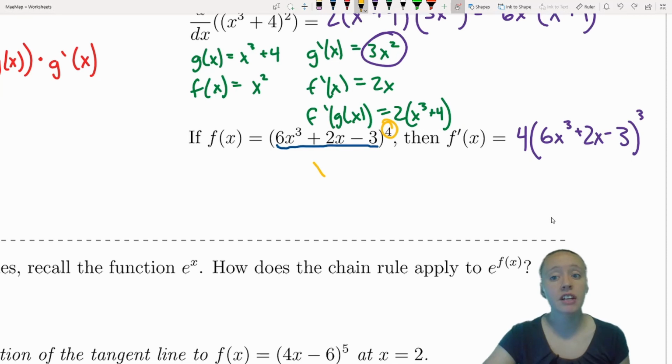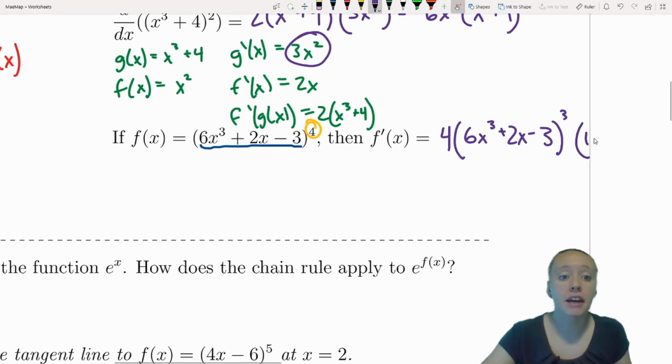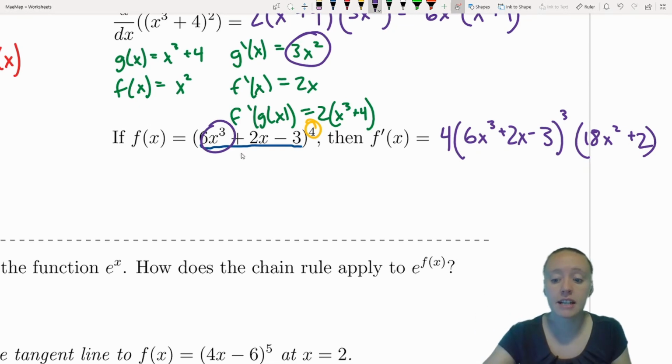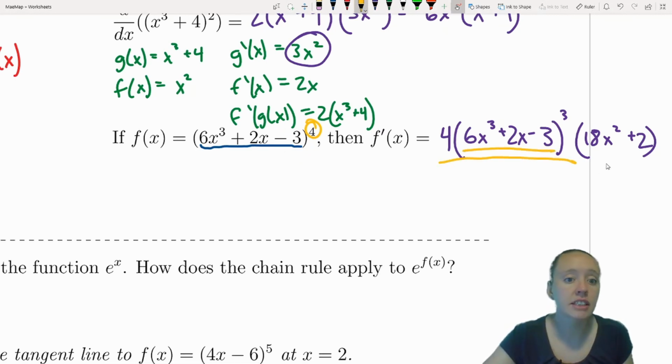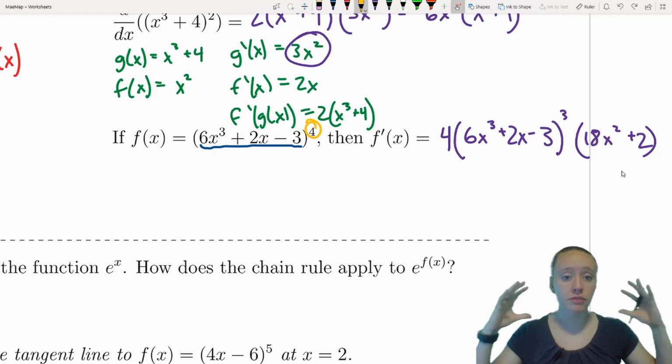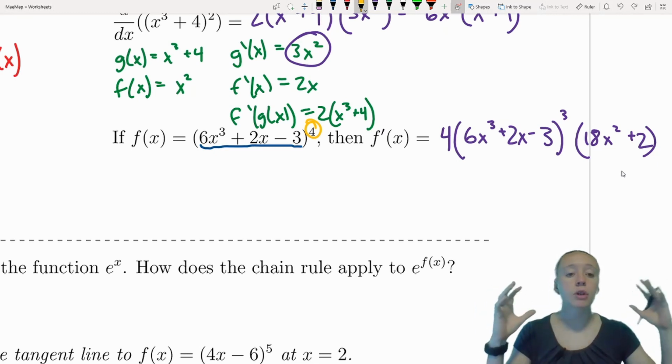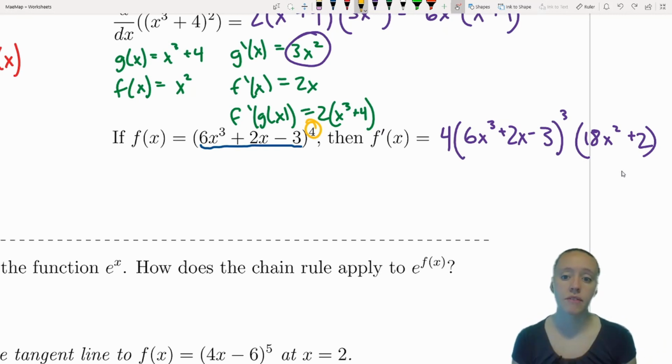But that's not the complete derivative, because then I need to multiply by the derivative of that inside function, which is the derivative of 6x cubed plus 2x minus 3. That leaves me multiplying by 18x squared plus 2, because the derivative of 6x cubed is 18x squared, the derivative of 2x is 2, and the derivative of 3 is just 0. So you can see here is my f prime of g of x, and there's my g prime of x. One more time, we take the derivative of the outermost function and work our way inside, keeping those inner functions the same until we go to take their derivatives.